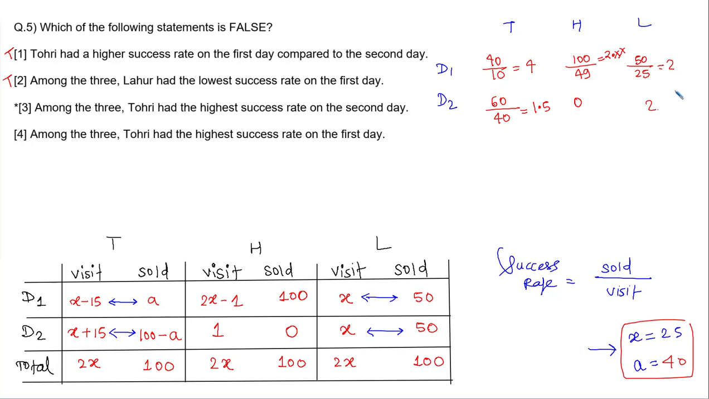Among the 3, T had the highest success rate on the second day. On the second day, L is going to have the highest success rate. So statement 3 is false. Statement 4 is, among the 3, T had the greatest success rate. Yes, this is true. So the third statement is false. That is why the third option is our answer. This is how we can solve this set.